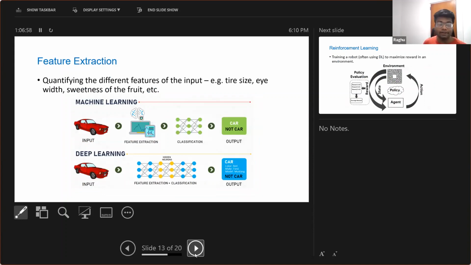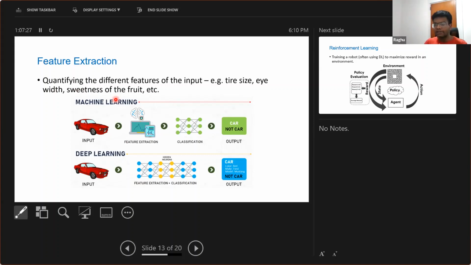You might have heard of these words, machine learning and deep learning, already. There is only one small difference between these two, and that difference is something called feature extraction. What it means, again, let's take the same example of a basket of apples and mangoes.